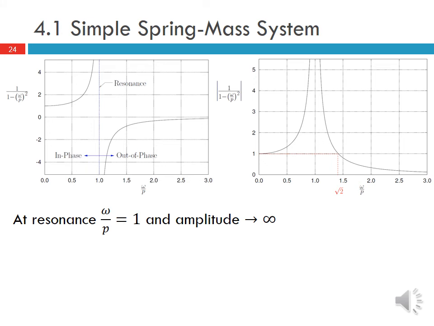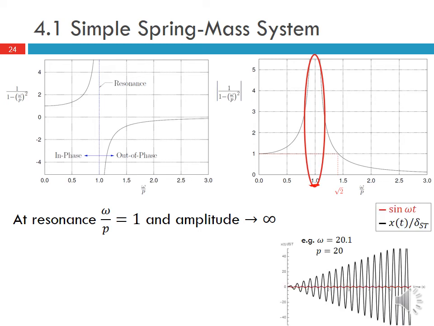Another important area to look at is at resonance, when omega over p is equal to 1. So right here, the amplitude goes to infinity. If we look at the dynamic magnification factor, if omega over p is equal to 1, then the denominator goes to 0 and the response amplitude goes to infinity. So if we had some sine omega t, you can see that the response would just continue to grow. And we'll talk about the response at resonance in a bit more detail later on.